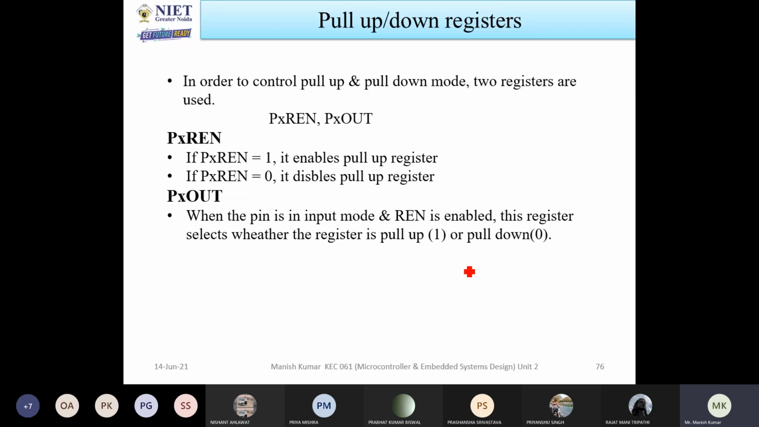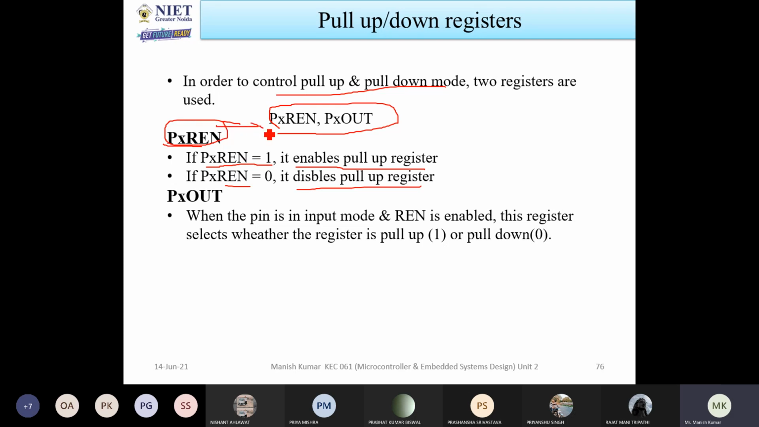Now what are the steps? In order to control pull-up and pull-down modes, two registers are used, called PXREN and PXOUT. With the help of these you can use the pull-up and pull-down modes. Now what is the use of PXREN? I told you PXREN is used for enabling the registers. If PXREN equals 1, you are enabling the pull-up resistors, and if PXREN equals 0, it disables them. So PXREN is used for enabling or disabling the resistors.